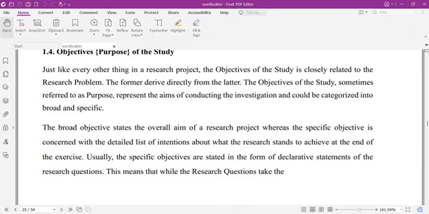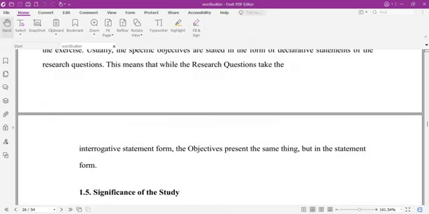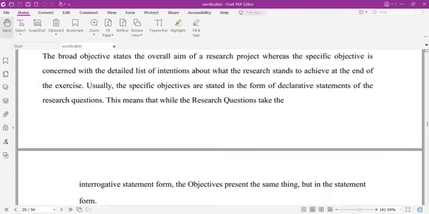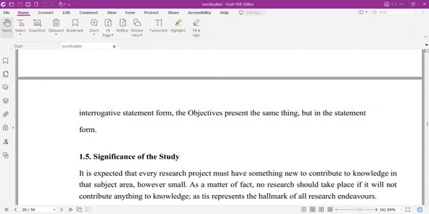Usually, the specific objectives are stated in the form of declarative statements of the research questions. This means that while the research questions take the interrogative statement form, the objectives present the same thing but in a statement form. The objective is more direct. It declares the statement. The research questions are in the form of interrogation. They interrogate, but objectives define the statement and put it in a statement form.